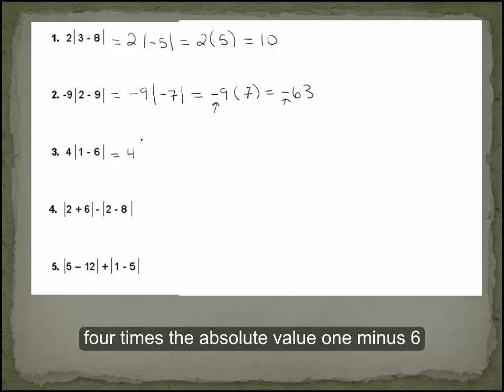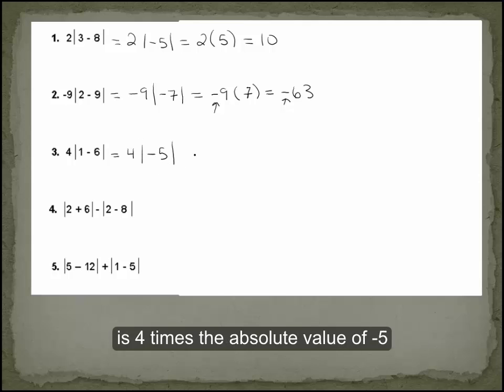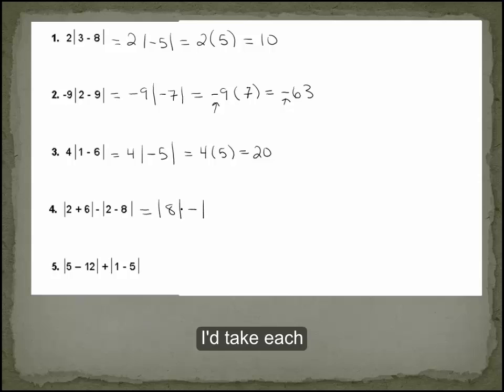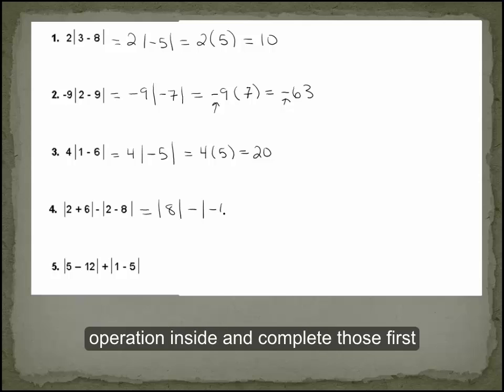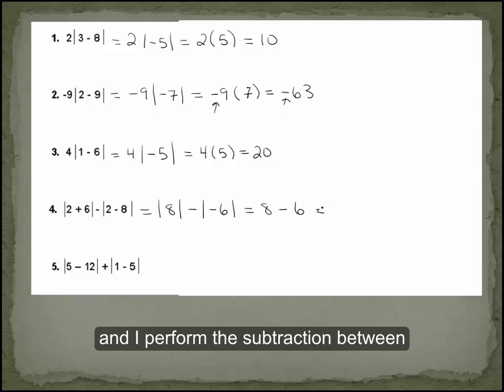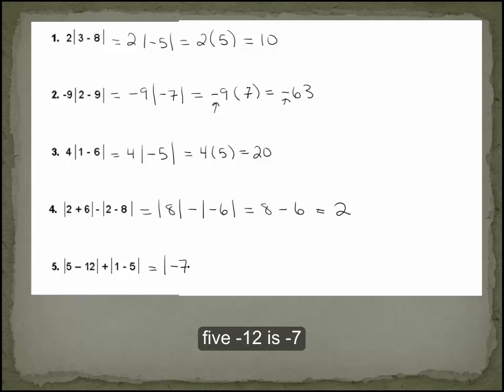4 times the absolute value of 1 minus 6. It's 4 times the absolute value of negative 5, which is 4 times 5, which is 20. If I have 2 absolute values, I take each operation inside and complete those first. Then I take the absolute value of each number. Then I perform the subtraction in between. 5 minus 12 is negative 7. 1 minus 5 is negative 4. Absolute values gives me 11.